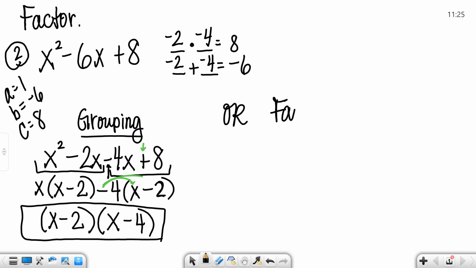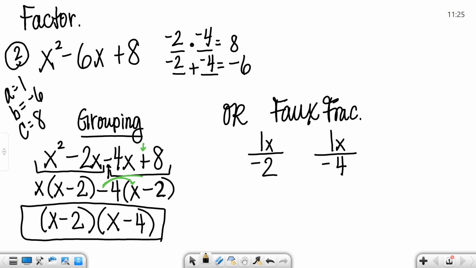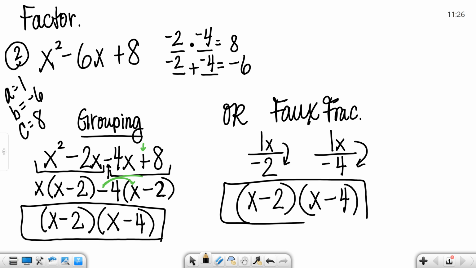Now I told you you could do the other way, faux fractions. So if you choose to do faux fractions, my a value is 1. It gets an x with it. It goes over one of my values. My a value with x goes over my other value. And so now I read it, and so this would be x minus 2. And this would be x minus 4. Notice either way, I got x minus 2 times x minus 4.